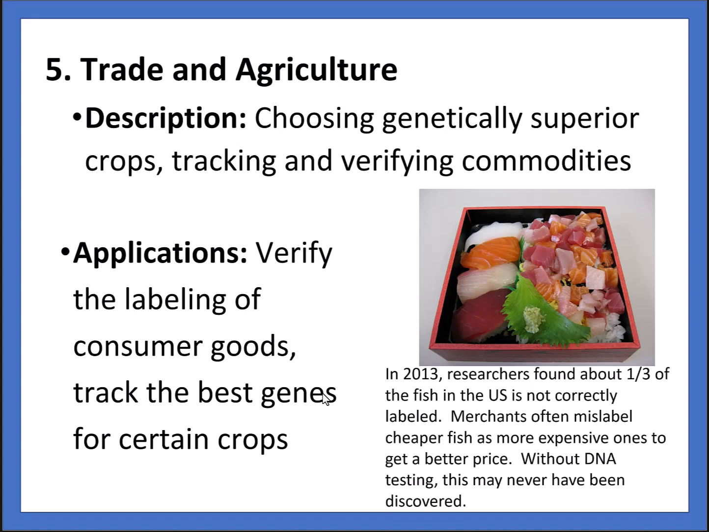So here's an example of verifying consumer goods through DNA analysis. In 2013, researchers found about 1/3 of the fish in the United States is not correctly labeled. Merchants often mislabel cheaper fish as more expensive ones to get a better price. Without DNA testing, this may never have been discovered. Consumers often can't tell exactly what type of fish they are eating or purchasing because they look similar or they taste similar, and DNA analysis will help to identify whether there's fraud on the merchant's behalf.